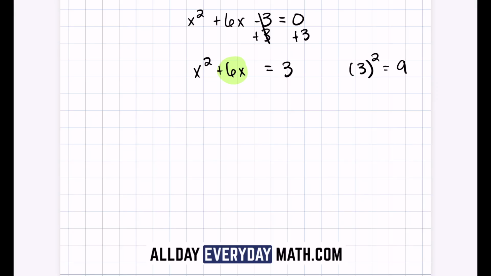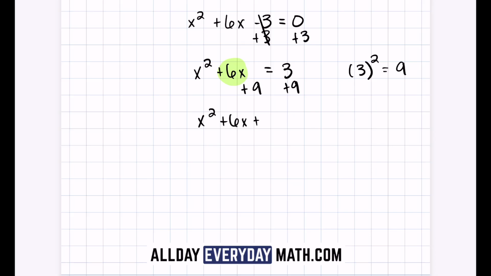So now what we get to do is we are going to add 9 to both sides in order to complete the square. And so this is going to give us x squared plus 6x plus 9 is equal to 3 plus 9, which is 12.